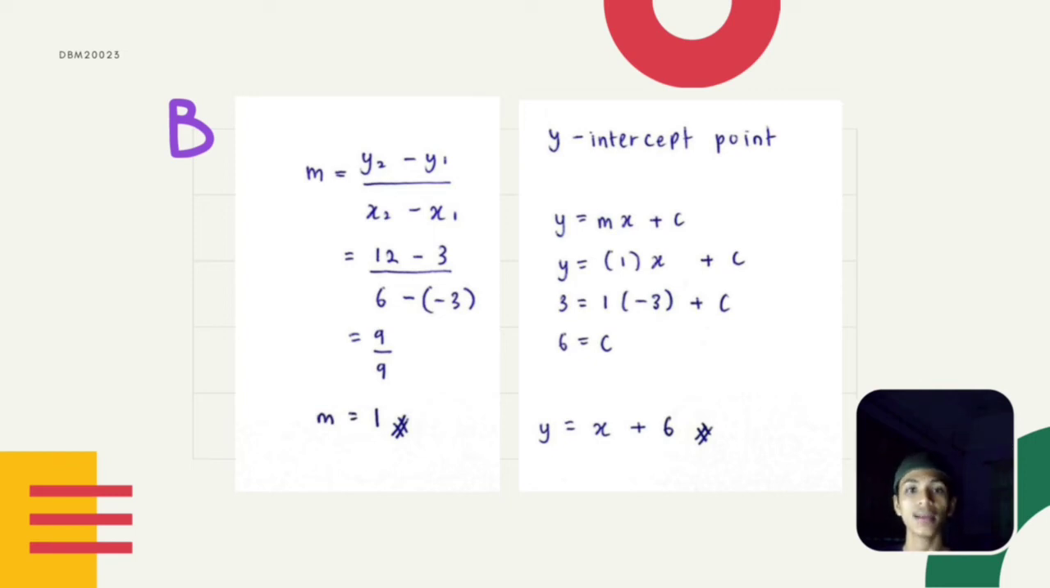And then for the next step, we're going to find the intercept point. This is the point that we need to find. So we're going to use the formula y is equal to mx plus c. As you can see, we've put all of it in the equation. So y is going to be 3 and m is 1. For x, we're going to take negative 3, plus c. So the final answer, c is going to be 6. So the equation is going to be y is equal to x plus 6.